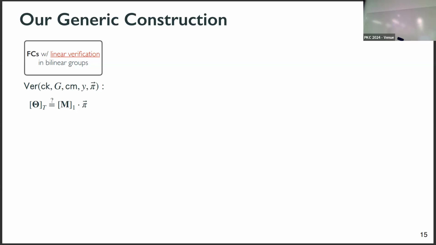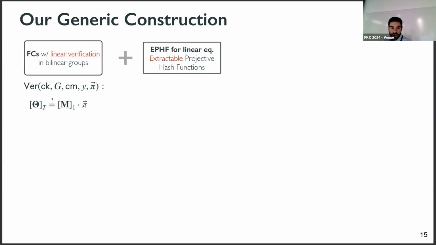The vector theta is in the target group, the matrix M is in the group 1. And these two objects are independent of the proof. So you can build them only based on the statement, and then the proof is in G2. And then verification just constitutes checking this linear relation. And this is a class of verification algorithm that, for example, captures previously existing functional commitments.